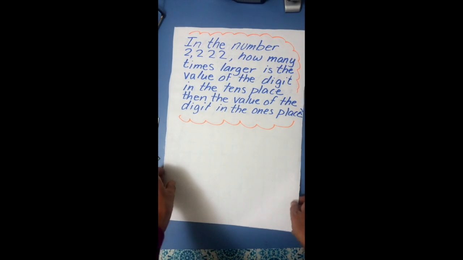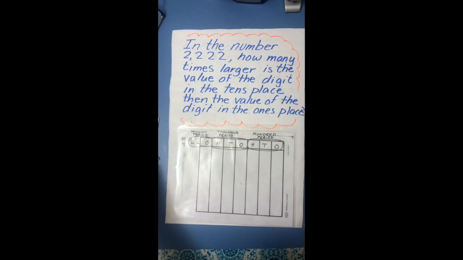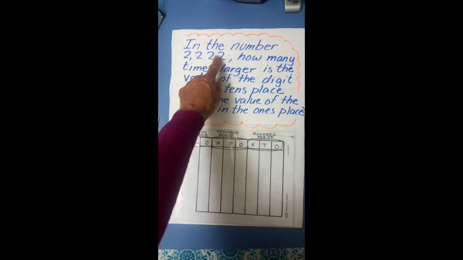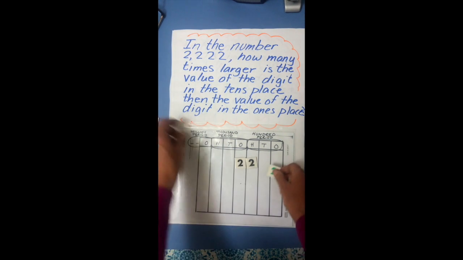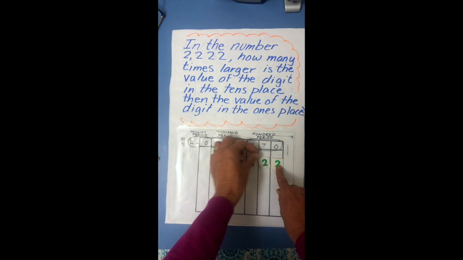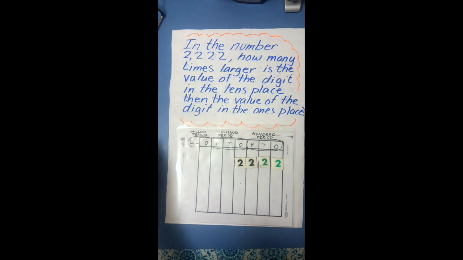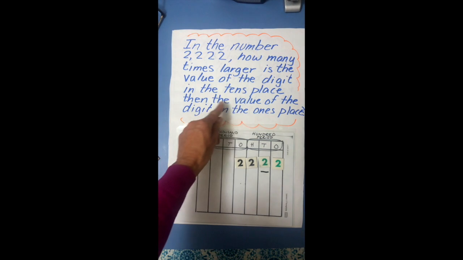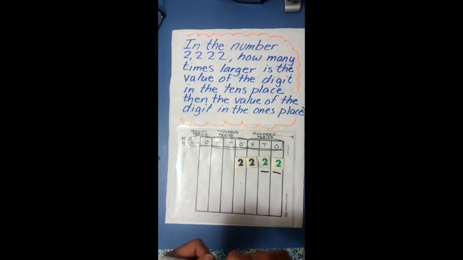Just a lot of words, and that freaks most people out, but all I'm going to do is read the problem. It says, in the number 2,222, so I'm just going to make that 2,222. How many times larger is the value of the digit in the tens place than the value of the digit in the ones place? So I'm just comparing these two green numbers.